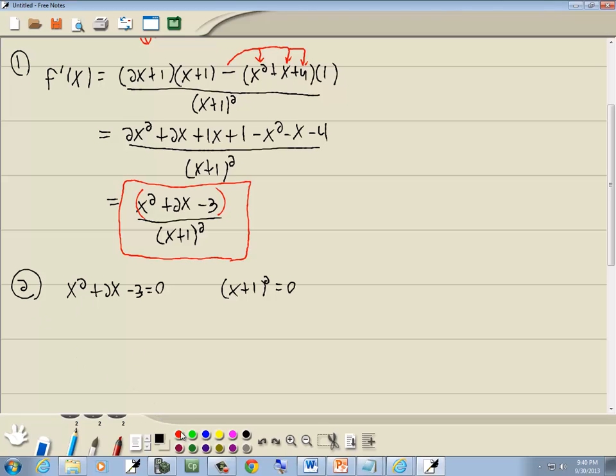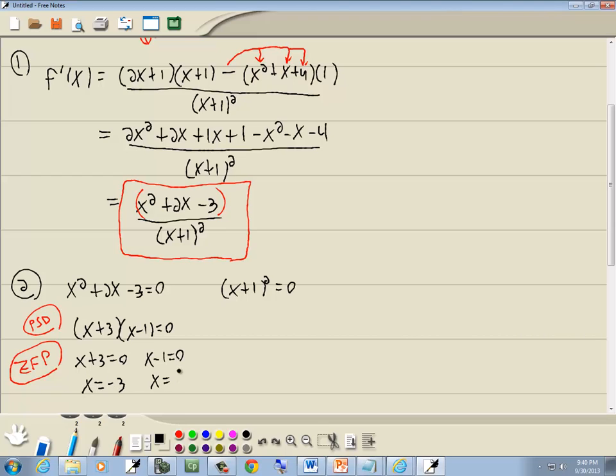Now this one over here factors using PSD. The reason why it's PSD is because we've got x squared, no number in front of our x squared. This factors as x plus 3 times x minus 1. Now the zero factor property says you get 0 on one side, you factor the other side, you set each factor equal to 0. So I'll set x plus 3 equal to 0, and x minus 1 equal to 0. And we get x is equal to negative 3, and x is equal to positive 1.